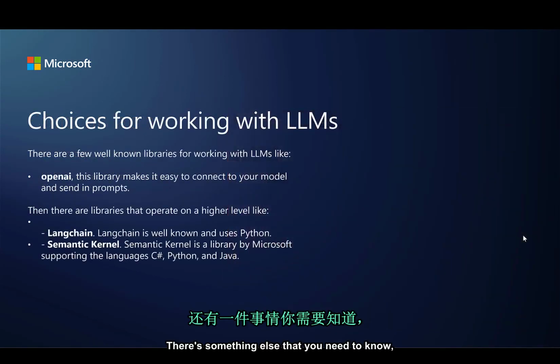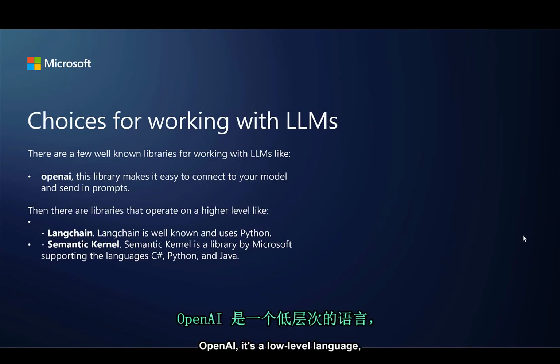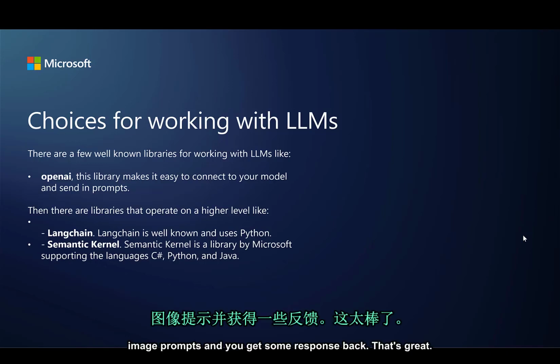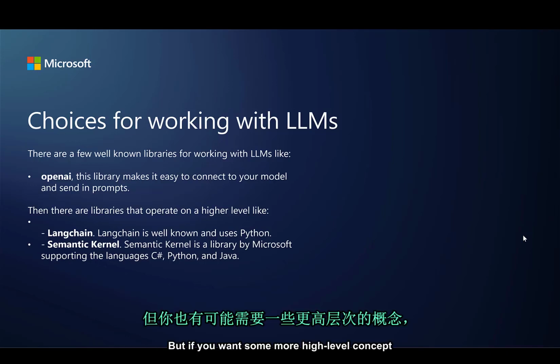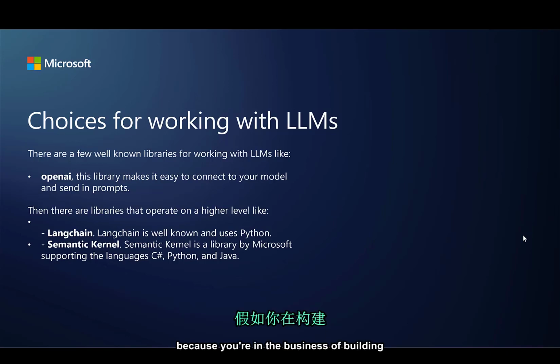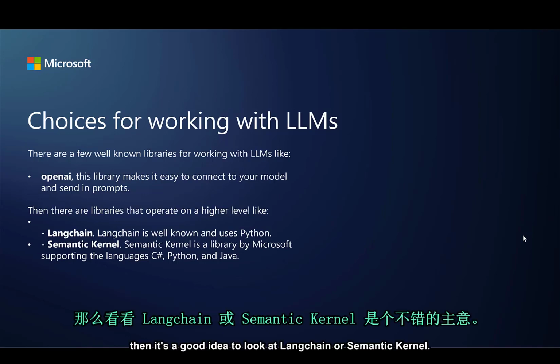So there's something else that you need to know, and that is that there are different languages on different levels. OpenAI is a low-level language, meaning that it really just wraps web endpoints and makes it easy for you to do what you need to do, which is to send out text prompts or image prompts and get some kind of response back. That's great. But if you want some more high-level concept, because you're in the business of building really complicated applications, maybe you're building agents, for example, or you need the application to have memory, then it's a good idea to look at LangChain or semantic kernel.